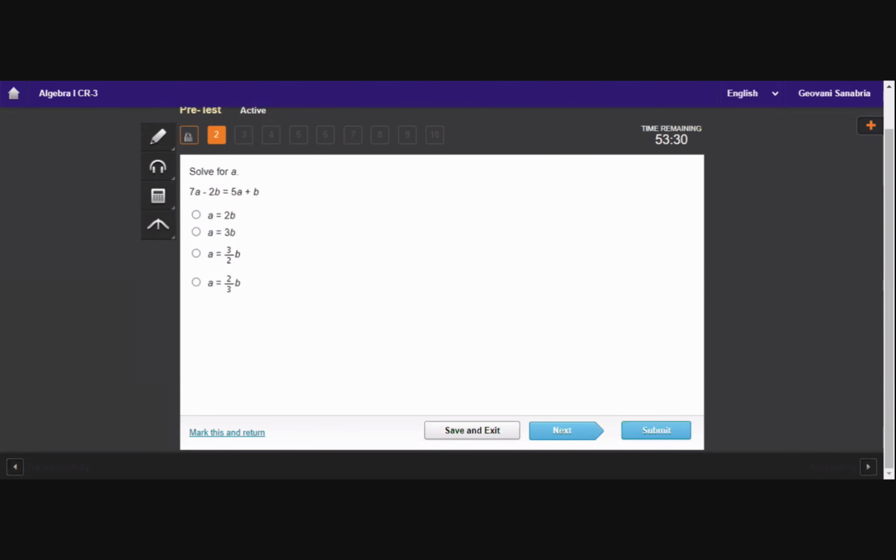The only thing that's different is if the b was completely on the bottom, like 3 divided by 2b, that would mean something completely different. That's not the same. But when you write the 3b over 2 or 3 halves or 3 over 2 times b, that means the same thing. But the answer is the third one.